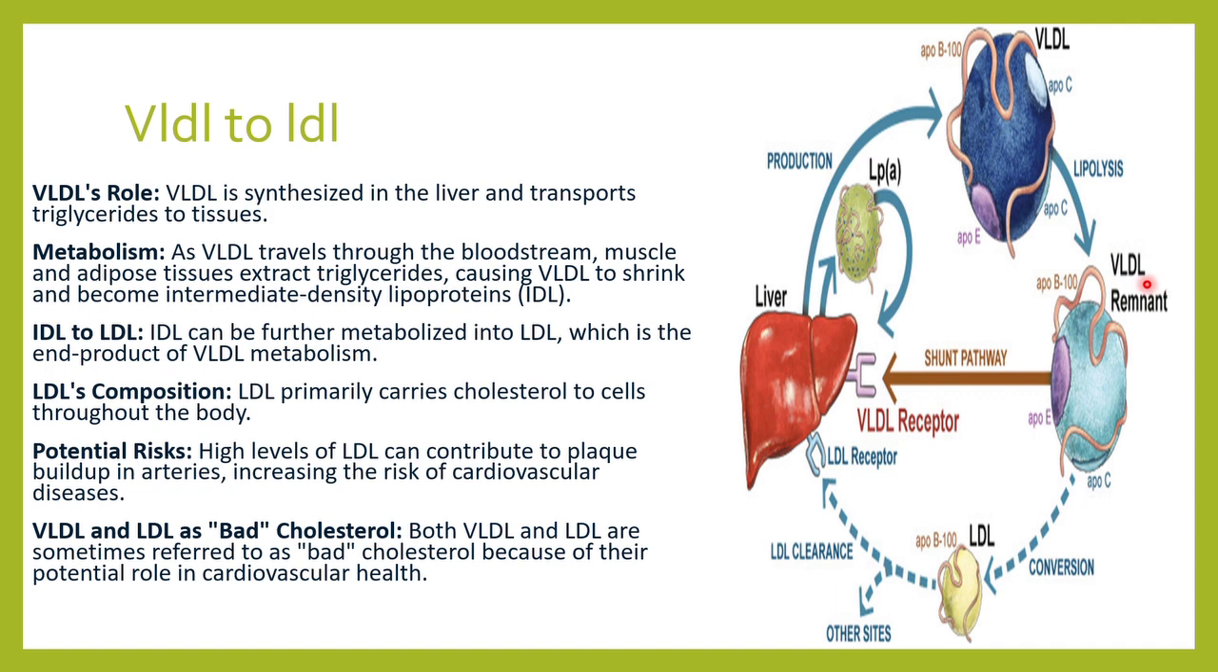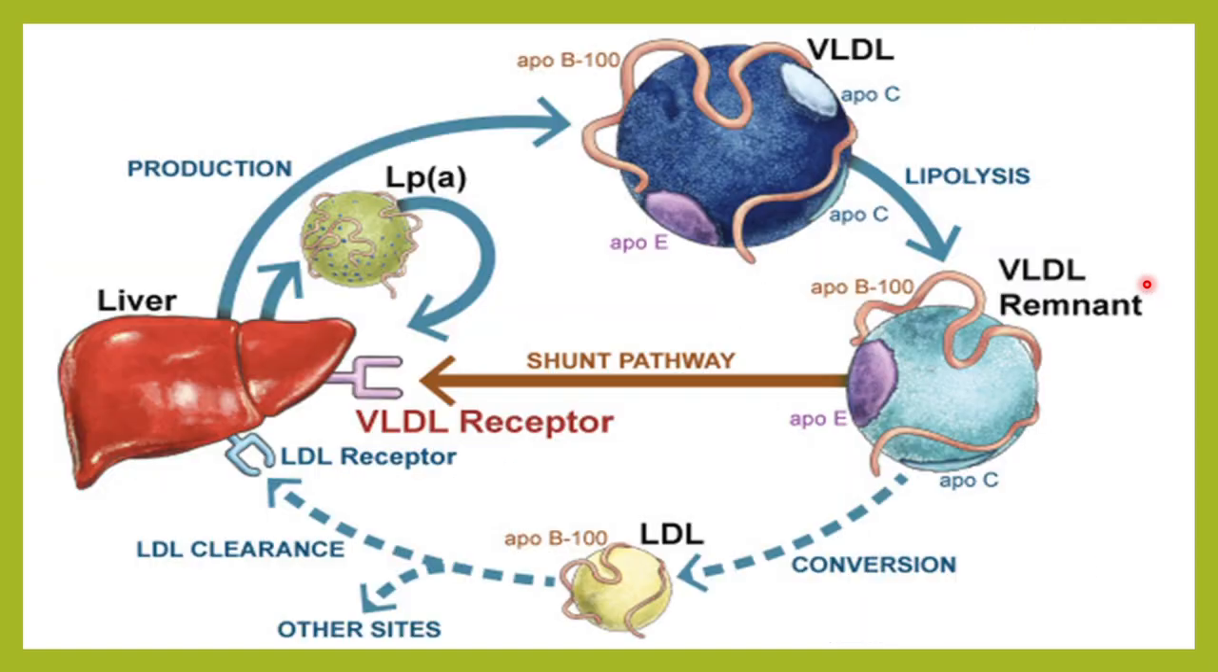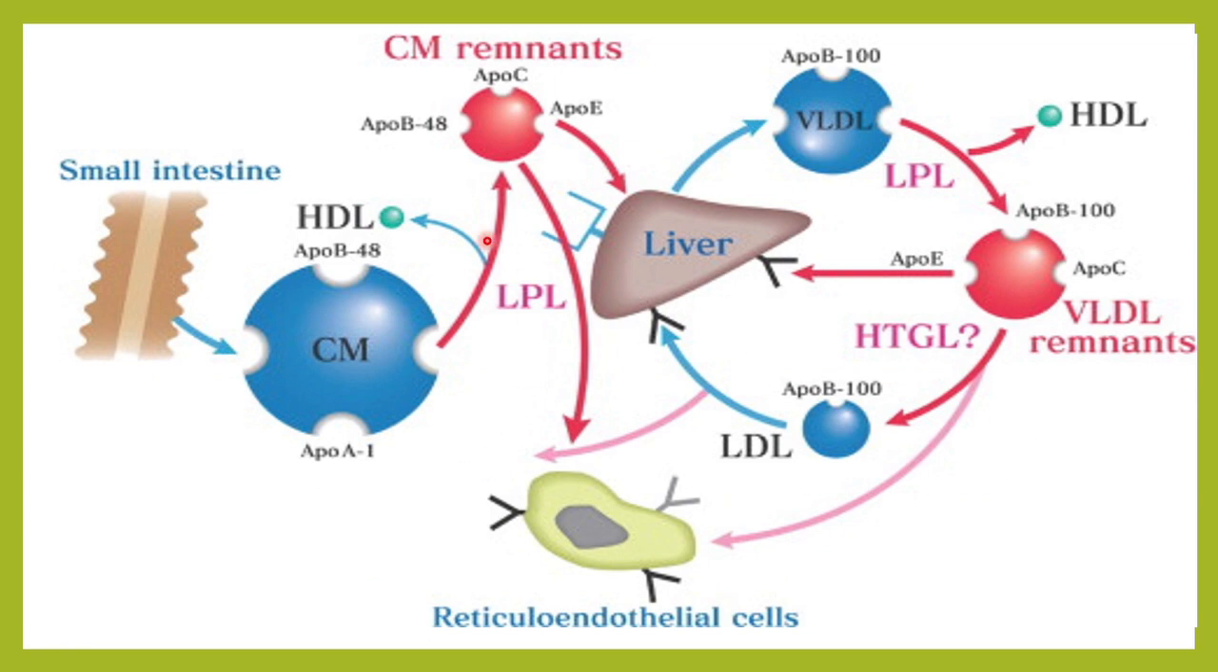So now in LDL, the triglyceride has gone, and now it has more cholesterol. So a higher level of LDL, you all know, is a bad cholesterol. It has an increased risk of cardiovascular disease, it is atherogenic. So VLDL and LDL are all termed as bad cholesterol because they have a potential role to play in affecting your cardiovascular health. So here you can see in the liver, the VLDL is formed, and from VLDL you will get the LDL. So this I have already explained.